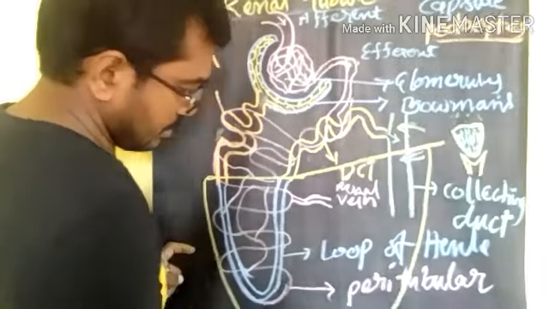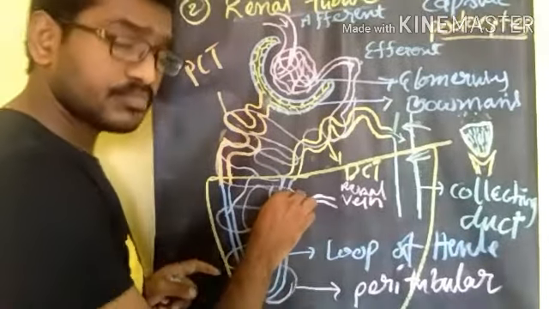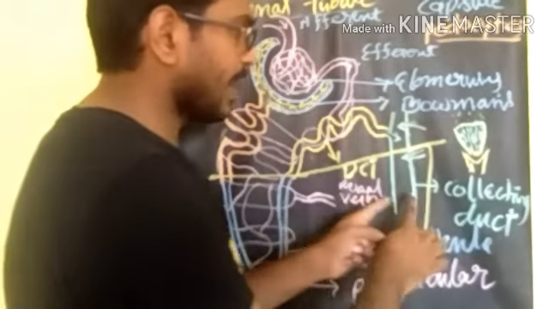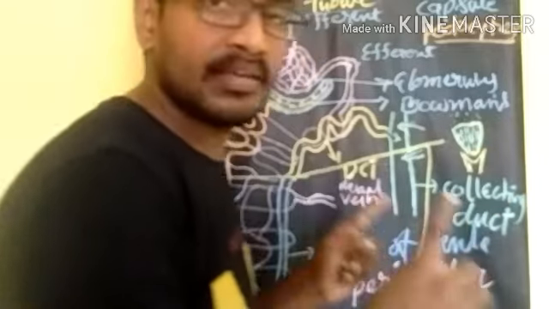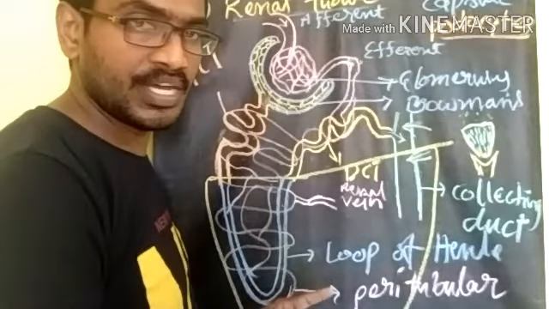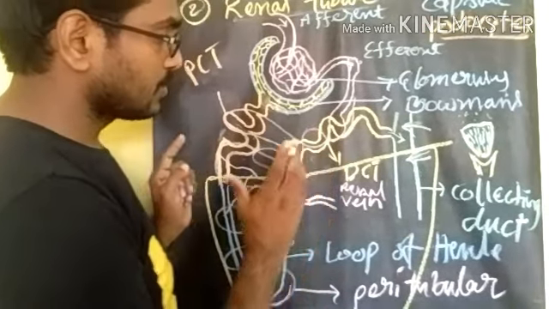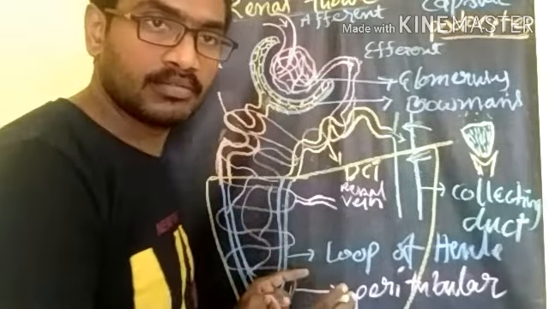And what is this? The loop of Henle and collecting ducts. They are located in the renal pyramids. Okay, so this is the structure of the nephron.